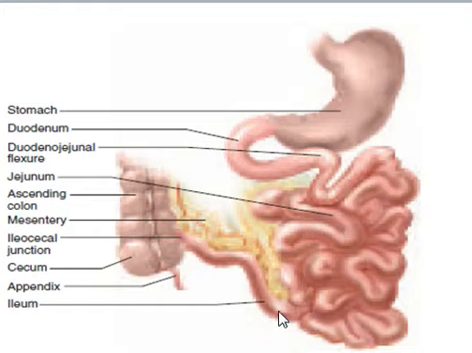And then the small intestine connects with the cecum, the first part of the large intestine, at the ileocecal junction. This is the cecum, and this is the end part of the small intestine, the ileum. And here we have the appendix. This is a blind tube, concentrated with lymphocytes.